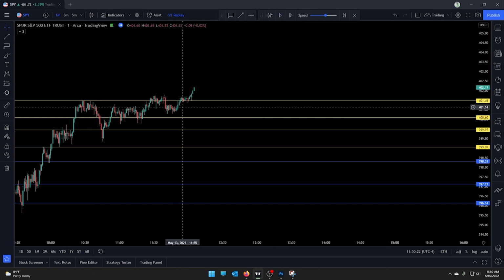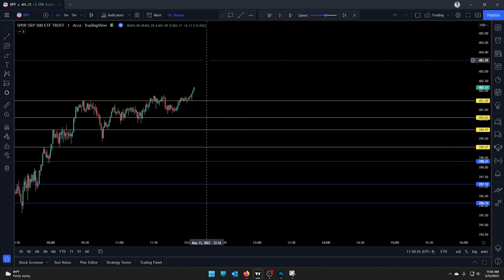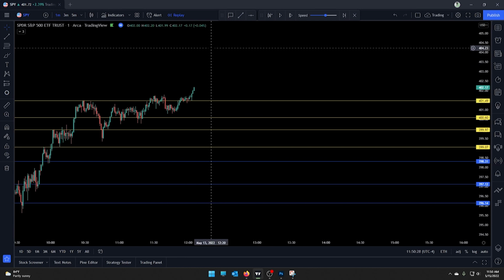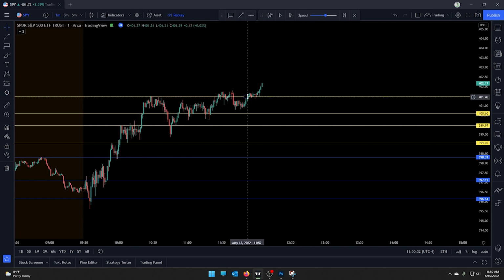Okay, so we're starting to make our move. At this point, it would be aggressive because we don't know how big this move is going to be or if it's going to continue to move up. Got to let it play out. We are continuing the trend of the day, which was up.